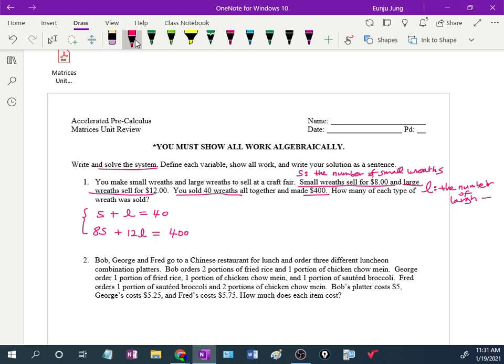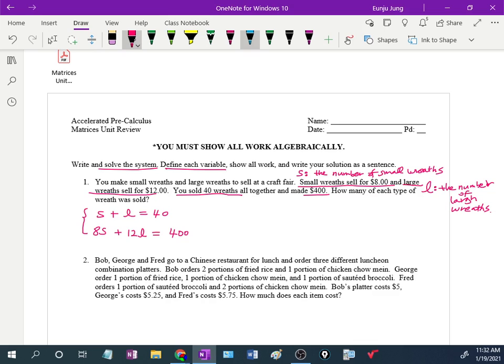Define each variable. What does that mean? You need to define letter S, the number of small wreaths, and L, the number of large wreaths. That is one of the questions, so I need to finish it. Then show your work and write your solution as a sentence. Would you like to use an equation with the matrix?